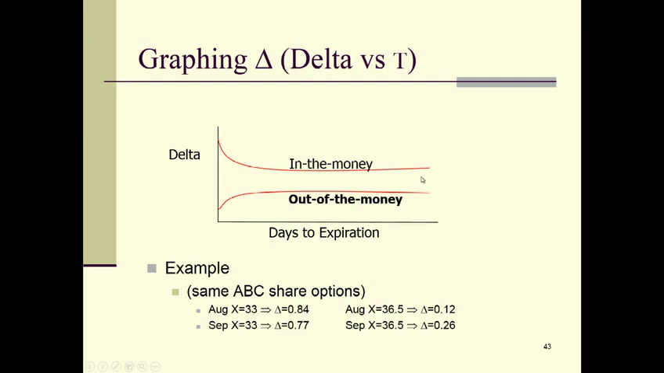So what it means is that the delta for an in the money call will quickly spike up to 1 when it gets close to expiration, and quickly drops to 0 when it gets close to expiration for an out of the money call. Again, intuitively, you know that that is true, right? Because if the call is in the money and it's going to expire tomorrow, then there's hardly any chance that it will suddenly become out of the money. So therefore, it must approach 1, okay?